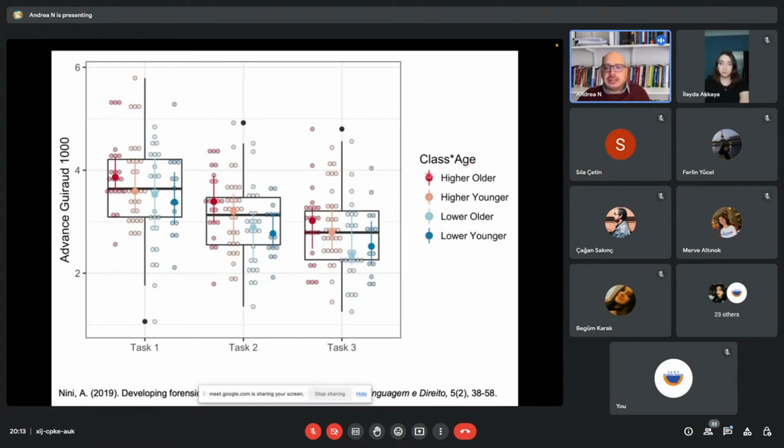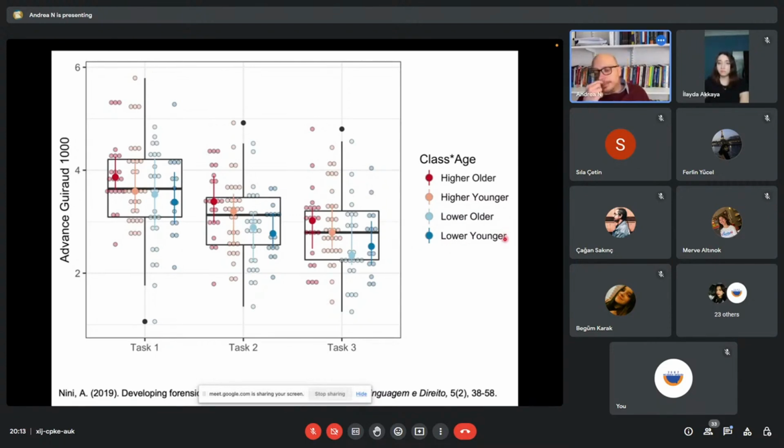The red dots are individuals who come from a higher social class and they are older, and the orange ones are higher social class but younger. I think the threshold was 40 years old. And the same thing for the other ones, but for lower classes.